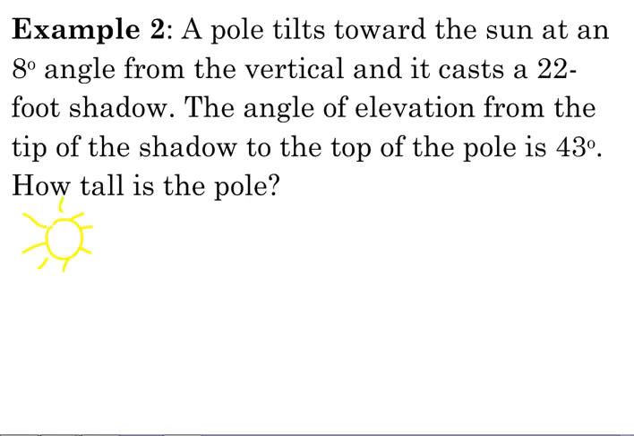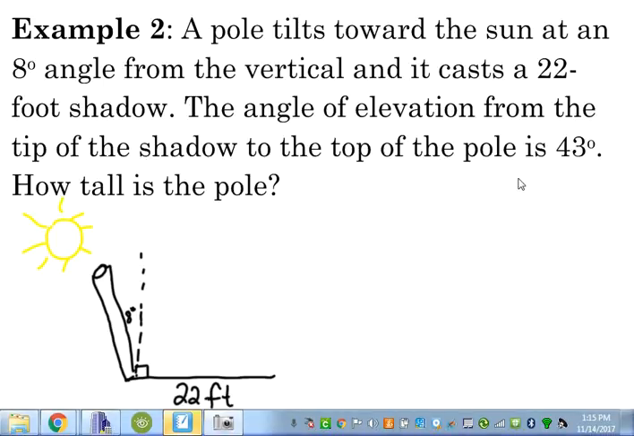Okay, so the pole is tilting towards the sun. So we've got vertical right here, but the pole is more towards the sun than it is from vertical. Now that's way more than 8 degrees, but I got to exaggerate it a little bit. Okay, so this is 8 degrees from vertical. Vertical makes a right angle. It cast a 22-foot shadow. So the shadow is here on the ground.